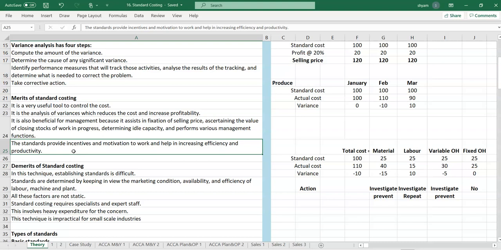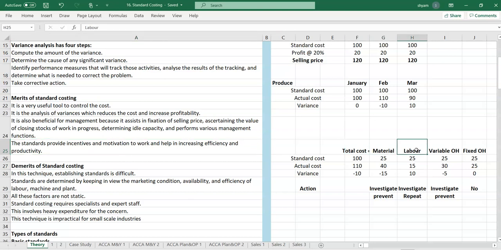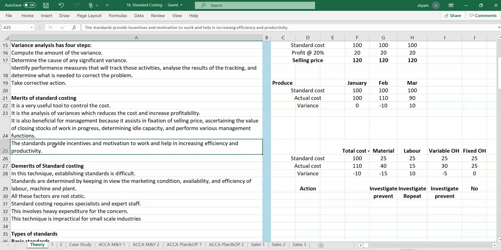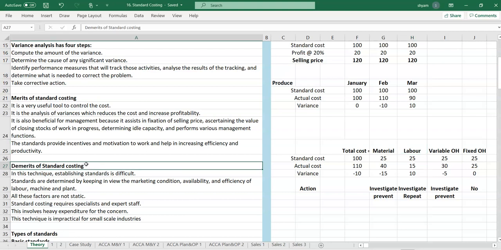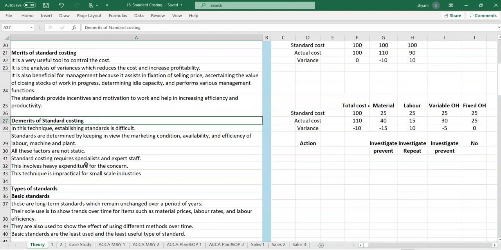The standards provide incentives and motivation to work and help in increasing efficiency and productivity. So the standard costs, okay, see, all of this cost is a responsibility of any one manager. So for example, material price is the responsibility of the purchase manager, labor cost is the responsibility of the production manager, like that. Each manager is responsible for a particular line of costs. Okay, so we can fix incentives for reducing the material cost, labor cost, and if they reduce it, that particular manager responsible for that, we can give them an incentive. Okay, so that's about the good things about standard costing.